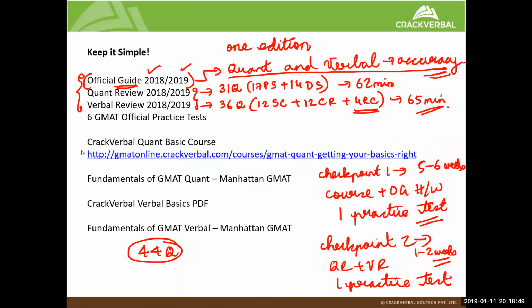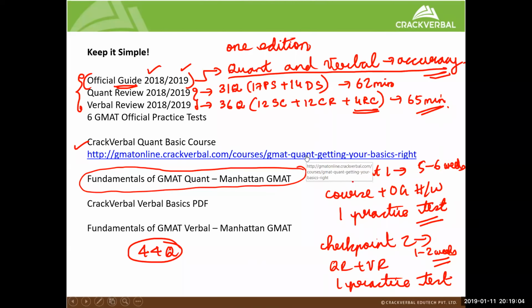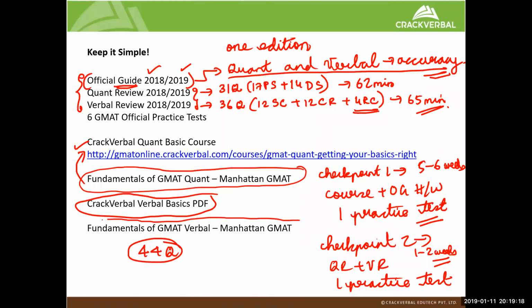Now, I have a couple of resources here that I would also recommend in addition to the official resources. The one I already mentioned before is the Quant Basic course. I would also recommend the Fundamentals of GMAT Quant from Manhattan GMAT. It's a good book. You can find the PDF online. Use this book in addition to the Quant Basic course while going through your basics. We have the Crackverbal Basics PDF, and you also have the Fundamentals of GMAT Verbal from Manhattan GMAT. I would definitely ask you to use that book in addition to the verbal basic PDF that we have. These are the other extra materials that I would recommend beyond the OG.